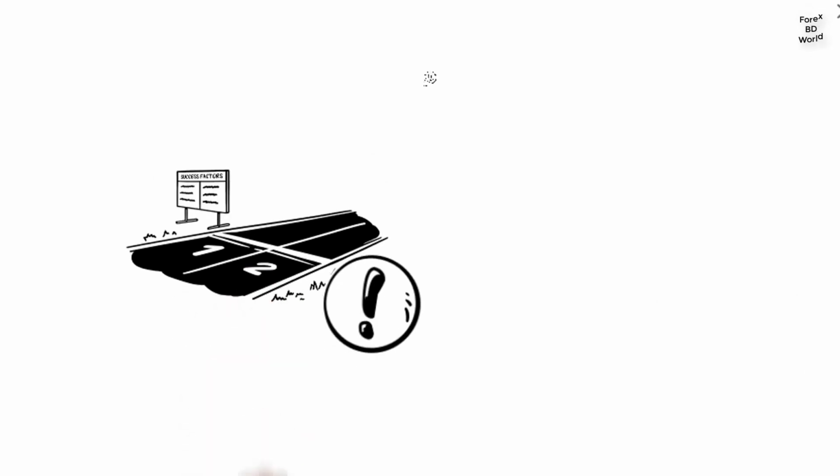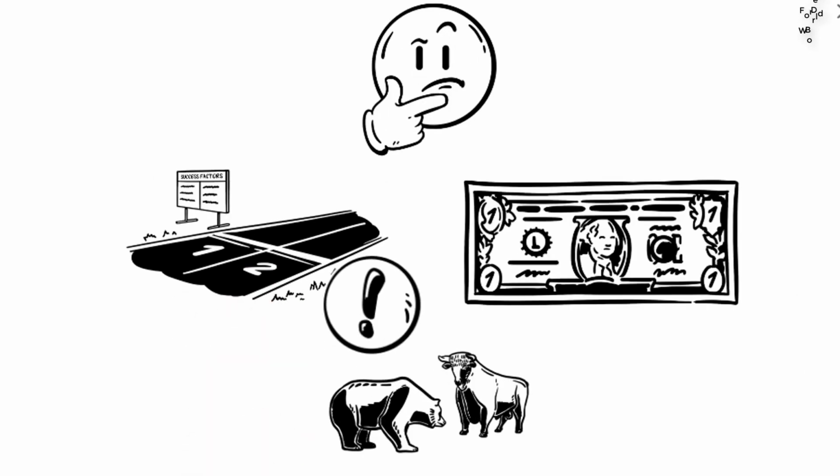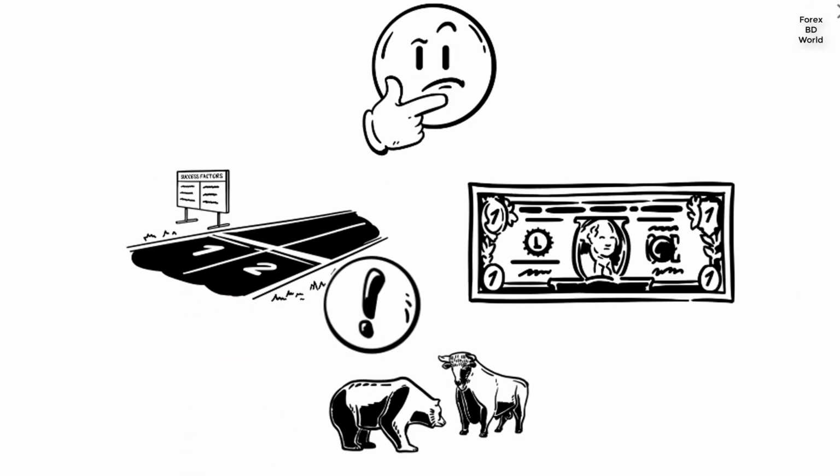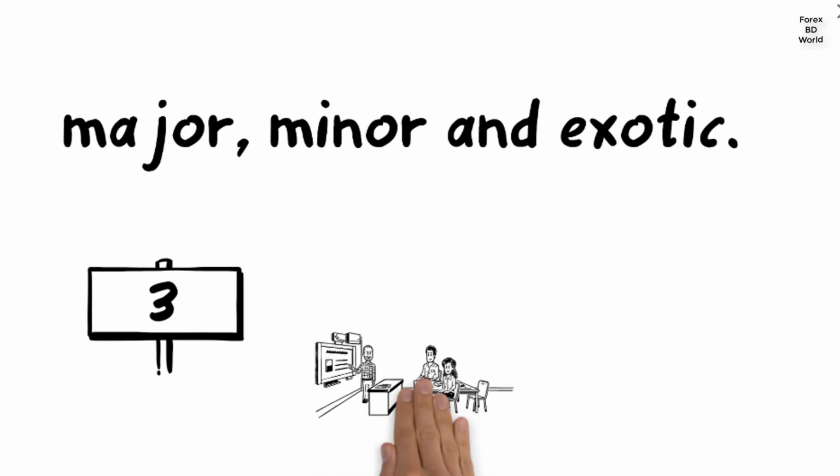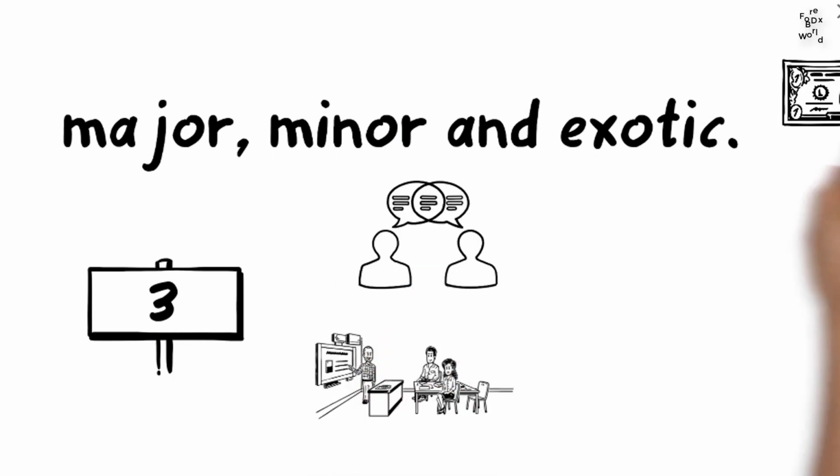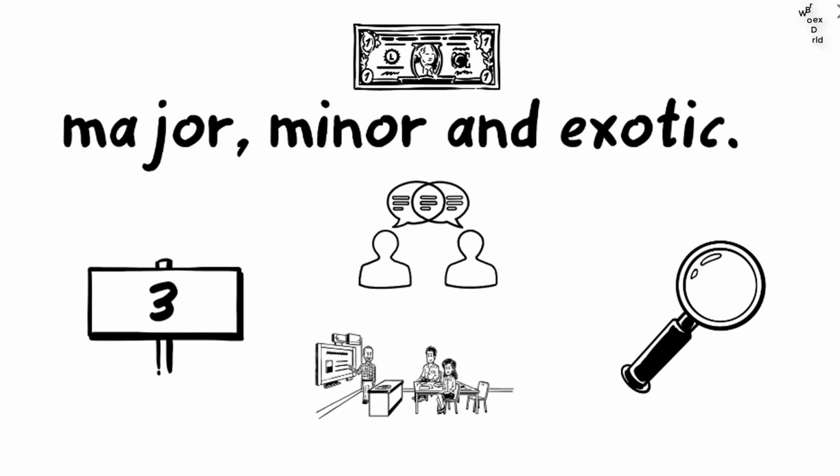One of the most important factors to consider when trading Forex is the currency pair you are trading. There are three main types of currency pairs: major, minor and exotic. In the next sections, we will discuss each type of currency pair in more detail.